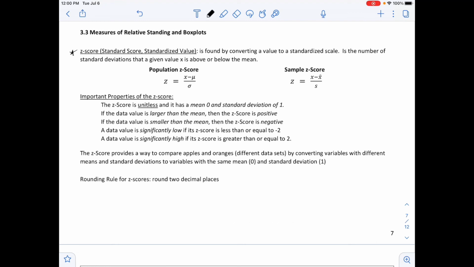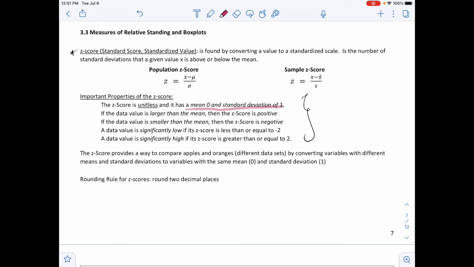A population z-score and a sample z-score are calculated the same way, however using population data and also using sample data. To find our z-scores, we take our value, subtract the mean, and divide by the standard deviation. We have a list of important properties of z-scores. The z-score is unitless and it has a mean of 0 and a standard deviation of 1.